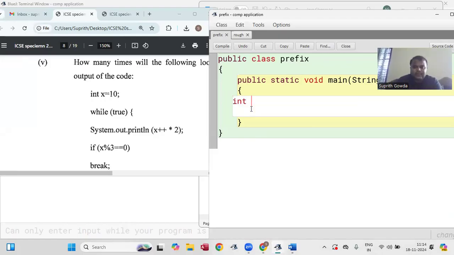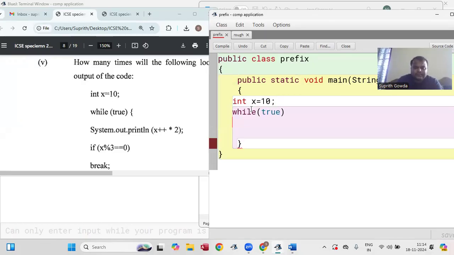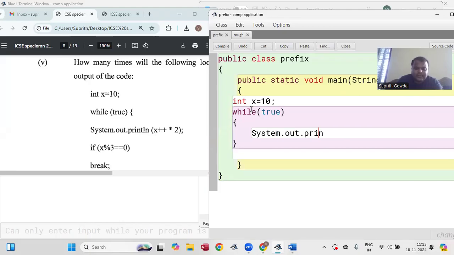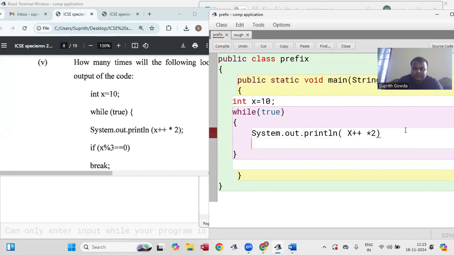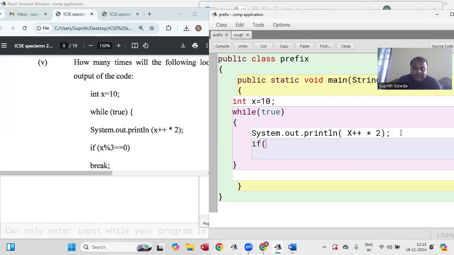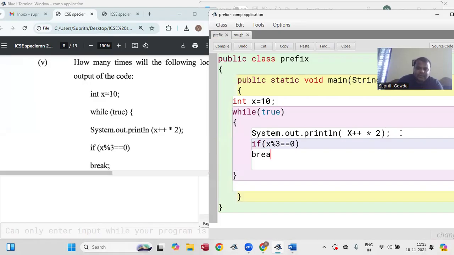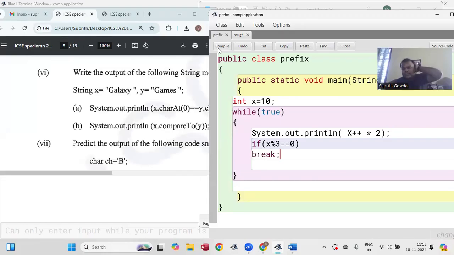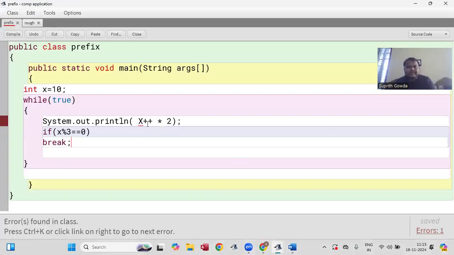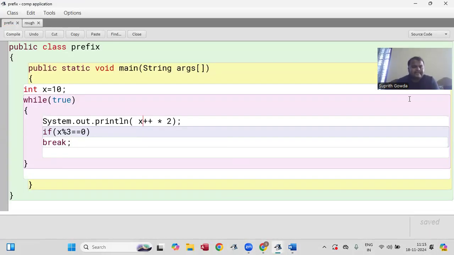Now, the question here, int x is equal to 10, then System.out.println x plus plus into 2. If x modulus 3, very tricky question. That is tricky, how to use the break. After success, we are able to break and it goes on. Now we can compare. What is the error? Small x, where is the prefix?